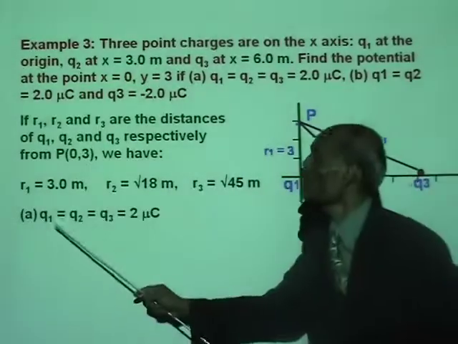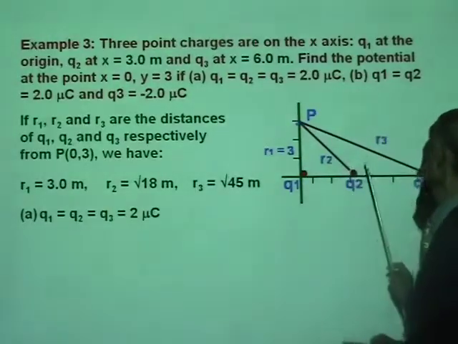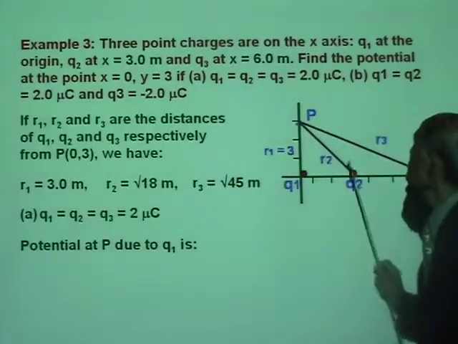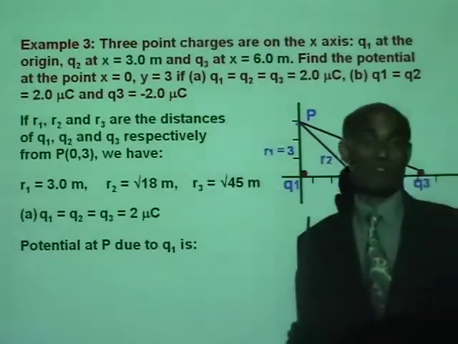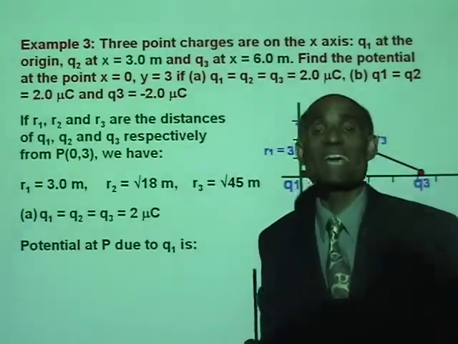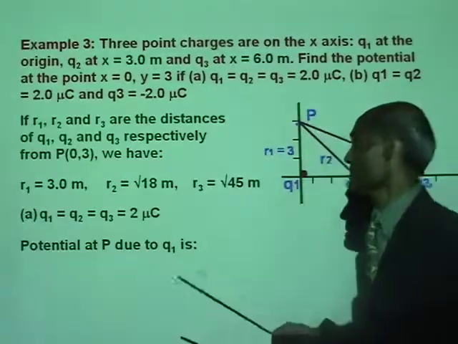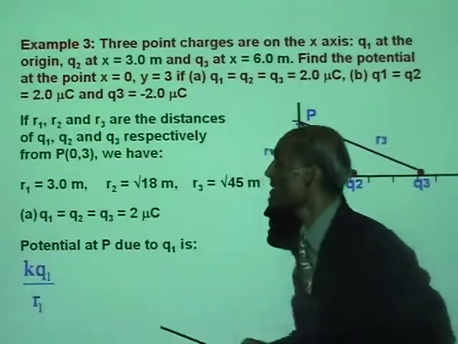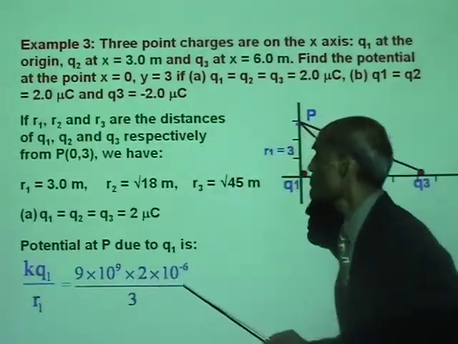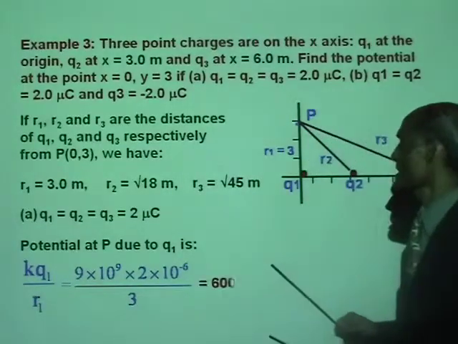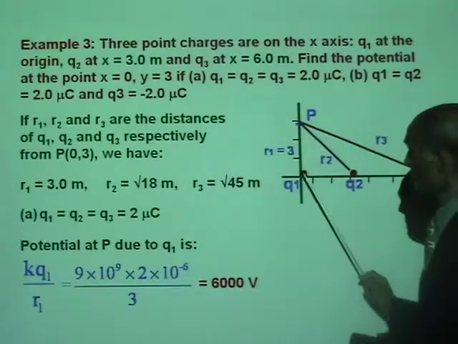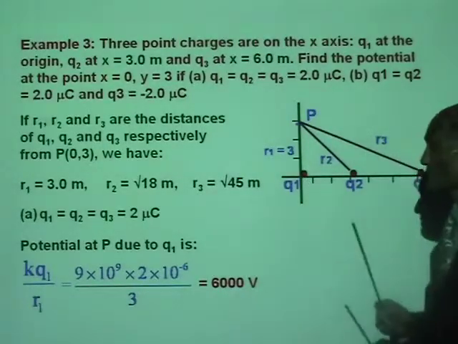Alright, we have Q1 equal to Q2 equal to Q3 equal to 2 microcoulomb. What is the potential at P due to Q1? Well, if you know the potential equation, potential at a point due to a charge is KQ over R. So that will be KQ1 over R1. Now put all those values. Q1 is 2 microcoulomb and R1 is 3, and that will be 6,000 volts. That's the potential at P due to Q1.